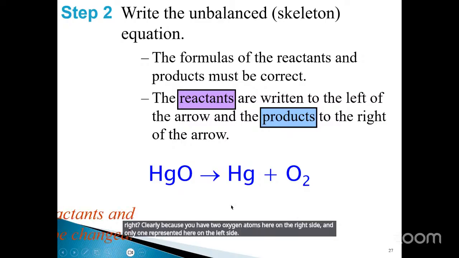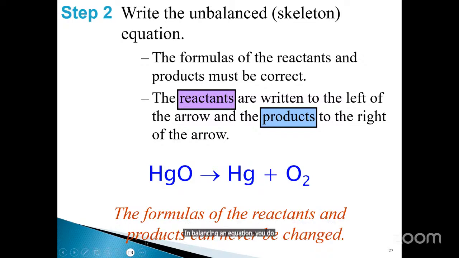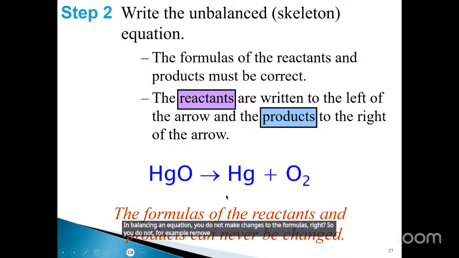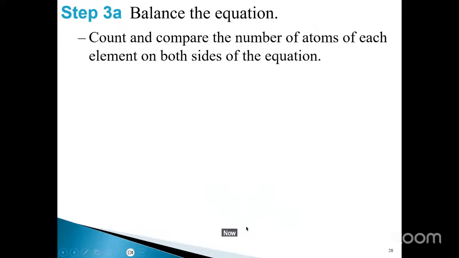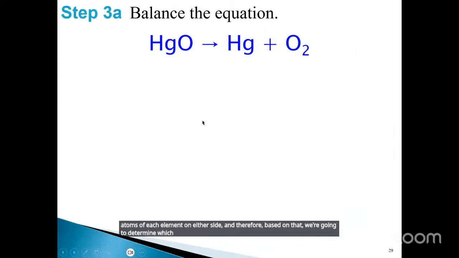So now the next step is where you have to balance the equation. But remember again, in balancing an equation, you do not make changes to the formulas, right? So you do not, for example, remove this 2 here or add any other subscripts to any other formulas, all right? Now, to balance the equation, what we do now is count and compare the number of atoms of each element on either side. And therefore, based on that, you're going to determine which of the elements would require balancing, right?